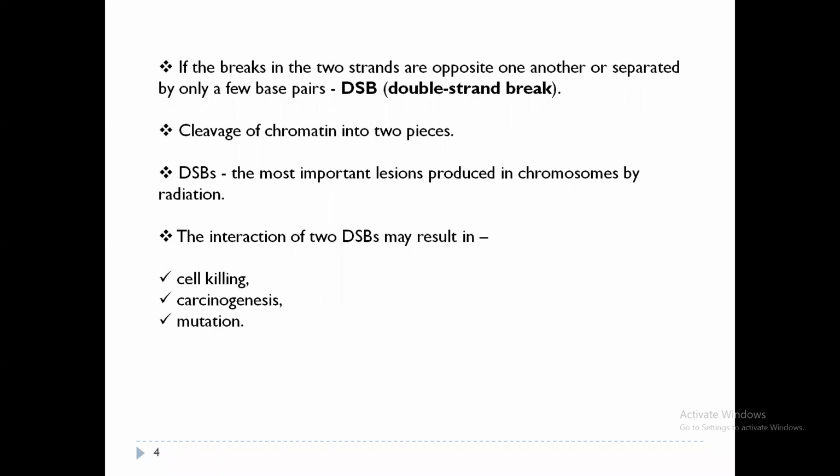If the breaks in the two strands are opposite one another or separated by only a few base pairs, then a double strand break occurs. It will lead to the cleavage of the chromatin into two pieces. These double strand breaks are the most important lesions produced in chromosomes by radiation. The interaction of two double strand breaks may result in either cell killing or carcinogenesis or mutation.